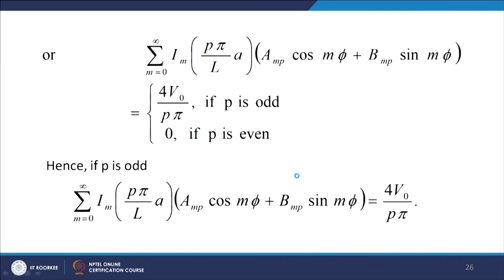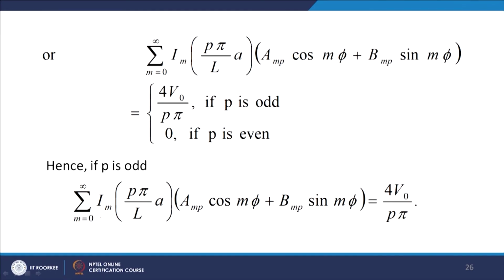Now, we can say sigma m equal to 0 to infinity I_m(p pi over l a) [A_mp cos m phi plus B_mp sin m phi] is equal to 4 V naught over p pi, where p is odd, and 0 when p is even. Hence, if p is an odd integer, we have sigma m equal to 0 to infinity I_m(p pi over l a) [A_mp cos m phi plus B_mp sin m phi] equal to 4 V naught over p pi. Now, the left side contains cos m phi and sin m phi terms, but the right side does not contain cos m phi and sin m phi terms.